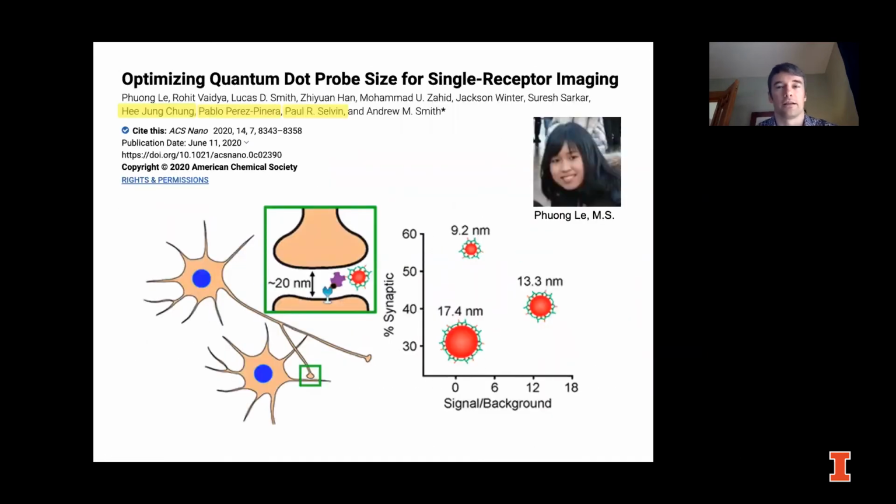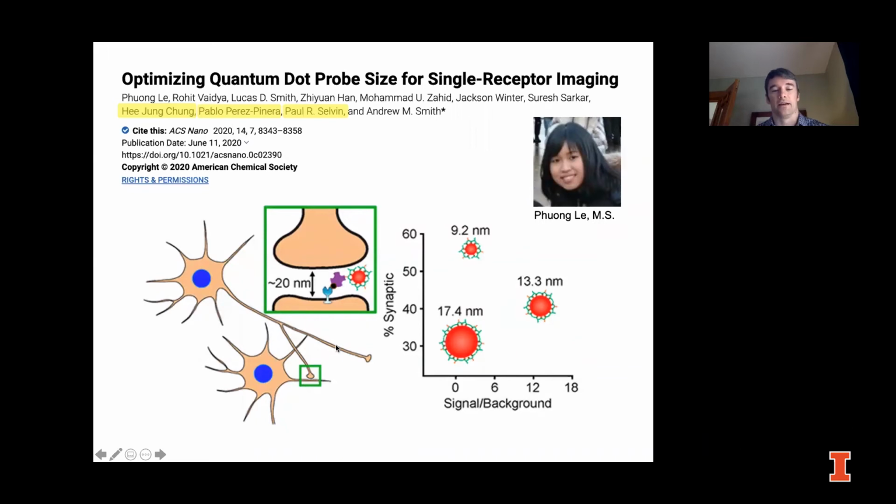The next paper I wanted to talk about is related to this, trying to also find the optimal size, but instead of trying to label intracellular nucleic acids, this is about labeling receptors on the surfaces of cells. This was led by Fong Li, who is now a postdoc at UCSD. And also this is a collaboration between our lab, the Paul Selvin group in physics, Pablo Perez Pinera, who's also in bioengineering, and Hee-Jung Chung, who is in MCB.